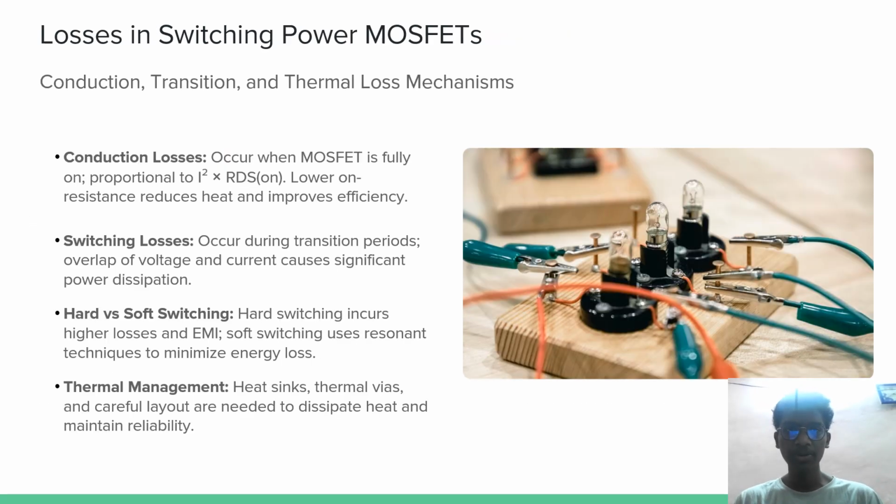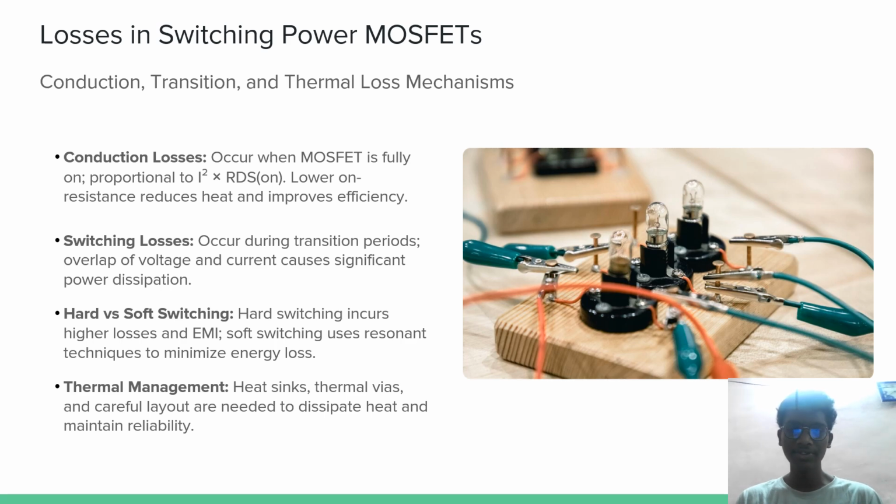Losses in switching power MOSFETs. Conduction, transition, and thermal loss mechanisms. Conduction losses occur when the MOSFET is fully on, proportional to I squared RDS(on). Lower on resistance reduces heat and improves efficiency. Switching losses occur during the transition period. Overlap of voltage and current causes significant power dissipation.